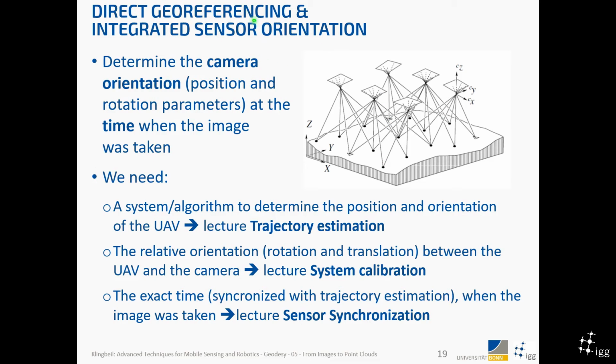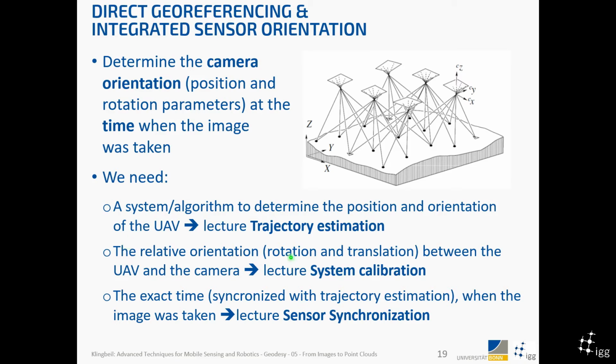For direct georeferencing and for integrated sensor orientation, for both options, we need to know some information about the camera orientation, which means position and rotation parameters. And we need it at the time when the image was taken. Summarizing, we need a system or an algorithm to determine the position and orientation of the UAV, right? This is what we talked about in the lecture on trajectory estimation in the last semester, mainly.